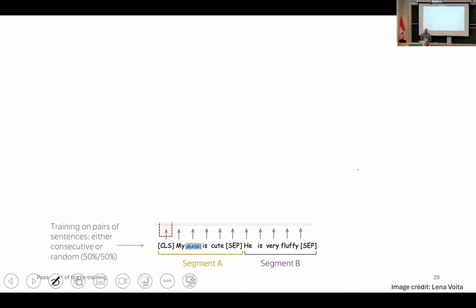So here is an example. My masked word is "cute". He is very fluffy. This goes to the BERT language model.